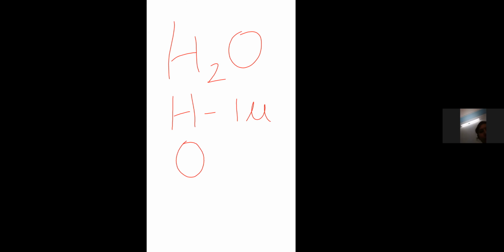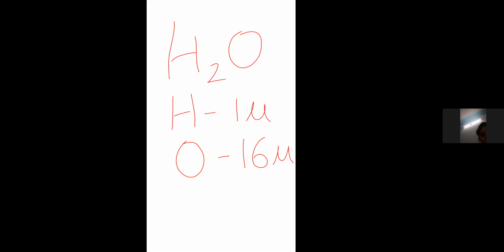Now let me discuss it for water. Water is made up of hydrogen and oxygen. This is the chemical formula for water, the simplest example. Hydrogen comes at number 1 and its atomic mass is 1 u. Oxygen comes at number 8 and its atomic mass is 16 u.